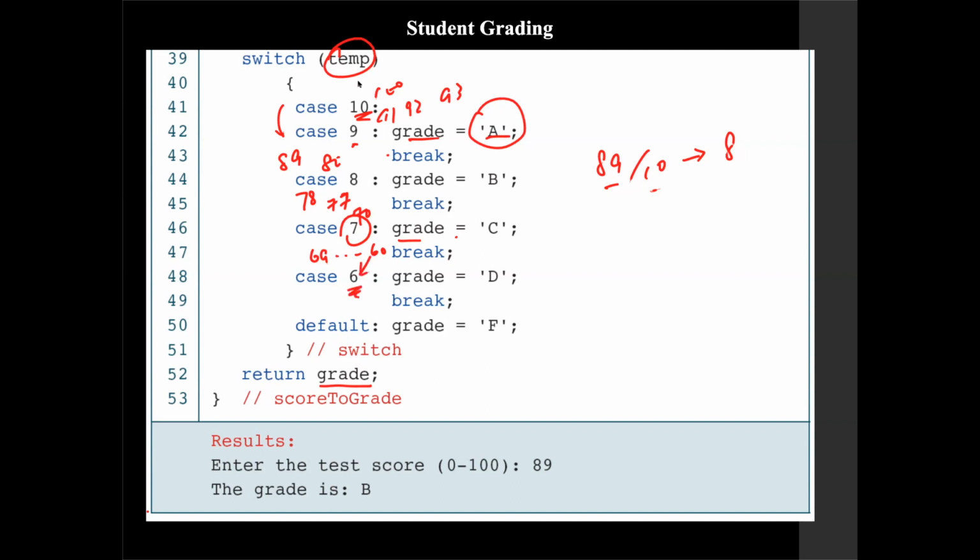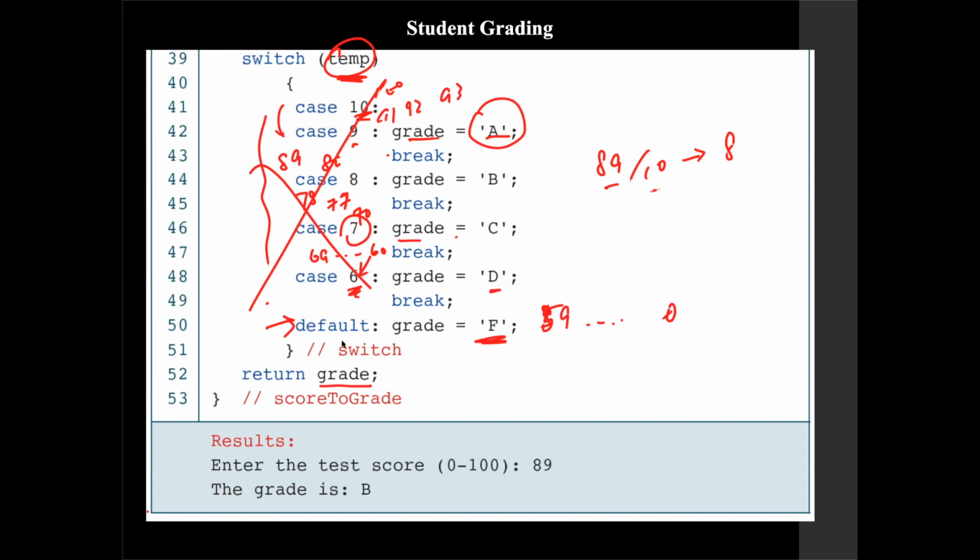So division, in other words, a temp equals score divided by 10, gives you 6. You see a D and so on. Now, if none of these match, then it goes into default, which means you basically received a 59, 59 and below, all the way to 0, you get an F.